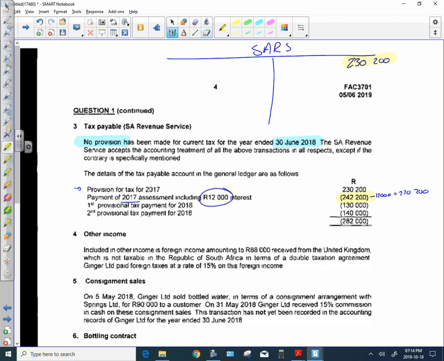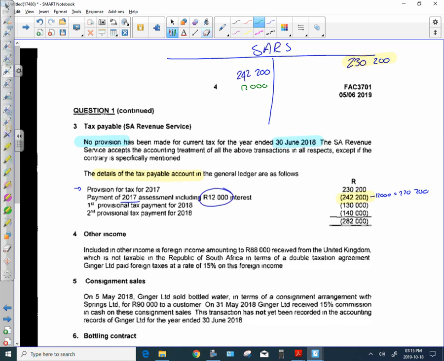What they have gone and done, and the question says that these are the details of the tax payable account. So they would have put in a debit on this side of 242,200. Right? And then we would have had a debit balance here of 12,000. But that debit balance of 12,000 doesn't belong there. Do you agree? Where's that 12,000 supposed to go? Sorry, can't hear. But the expense account basically for finance charges. Is that what you said? There we go. Now it clicks.